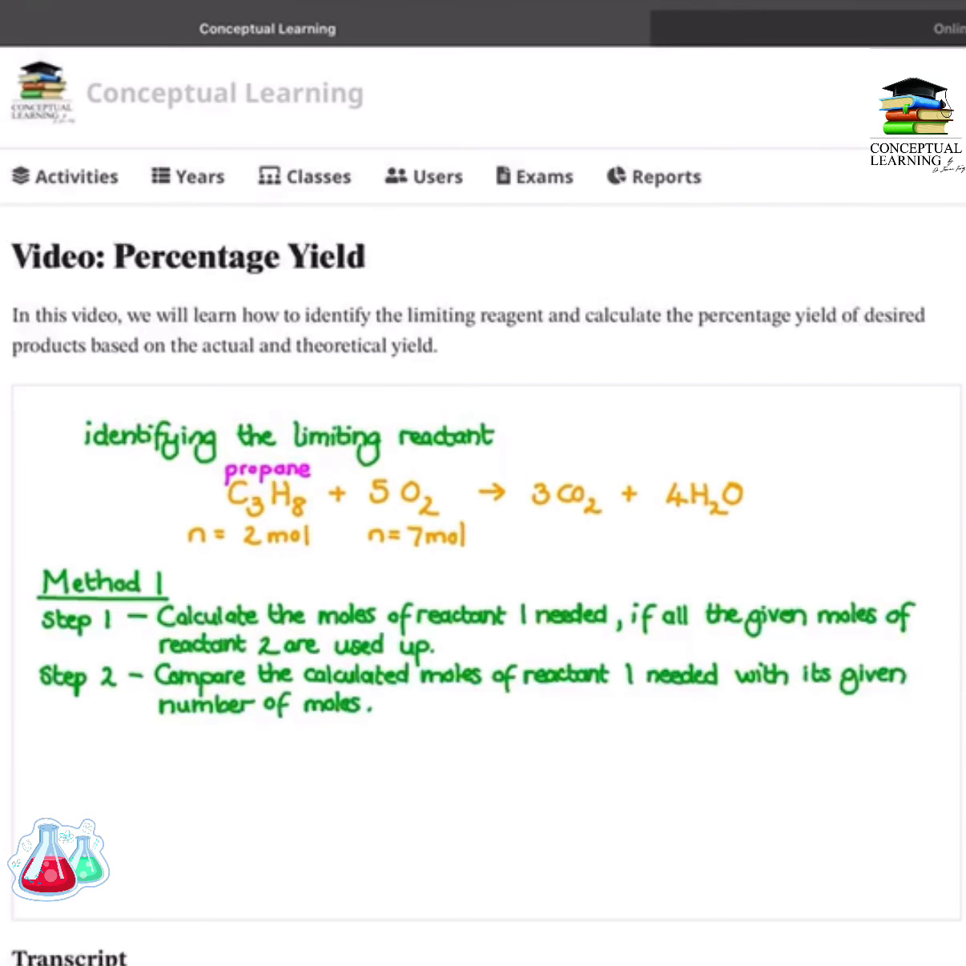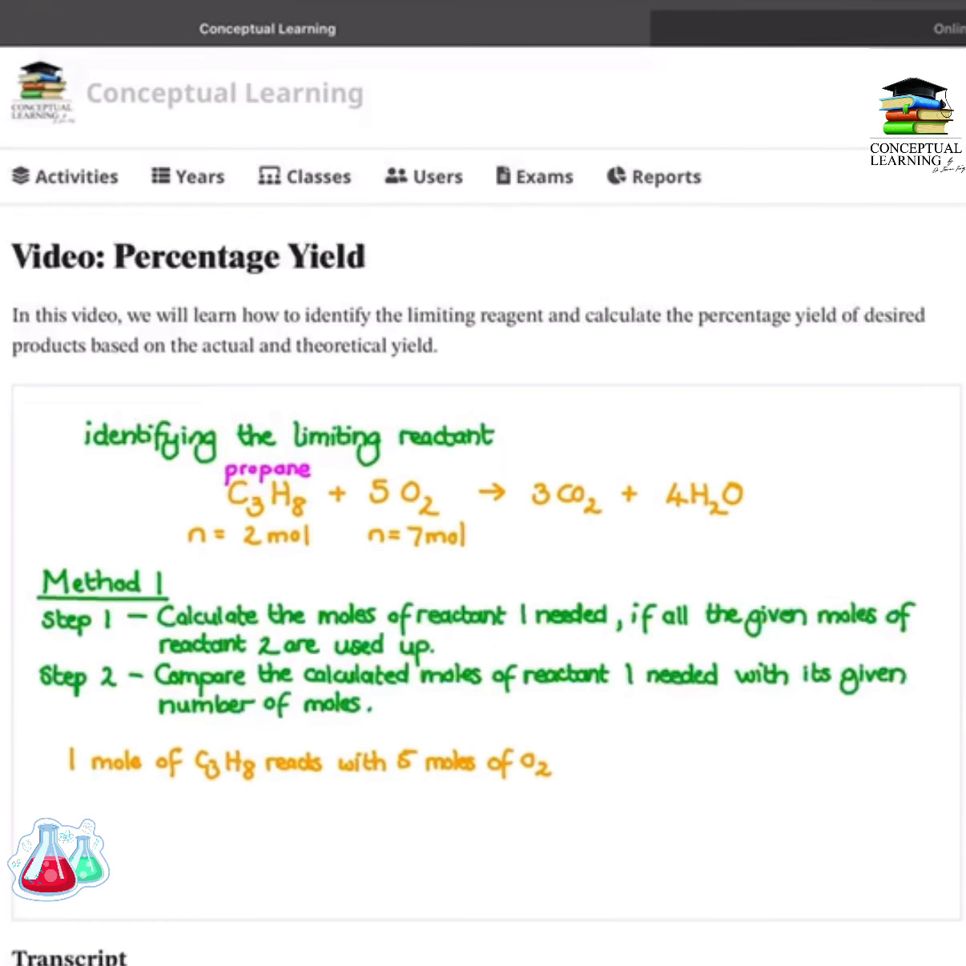Step 1 is to calculate the moles of reactant 1 needed if all the given moles of reactant 2 are used up, and step 2 is to compare the calculated moles of reactant 1 needed with its given number of moles. From the balanced equation, we know that 1 mole of propane reacts with 5 moles of oxygen.